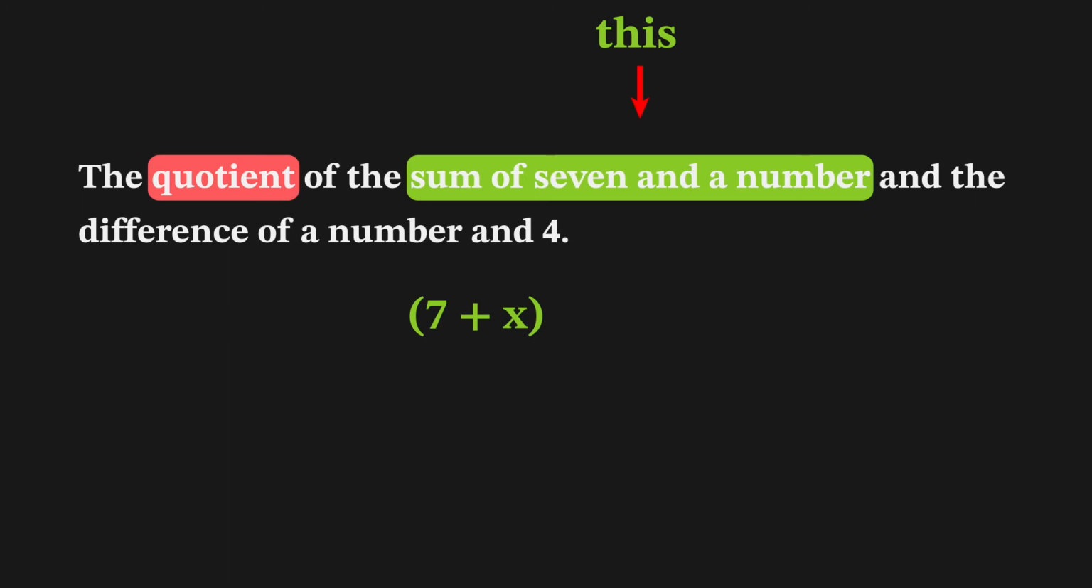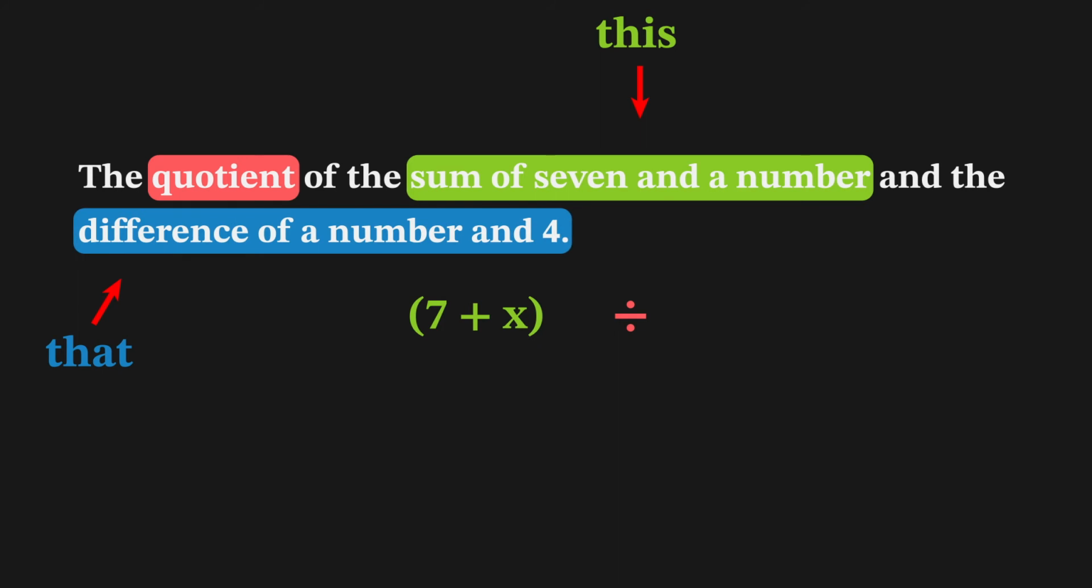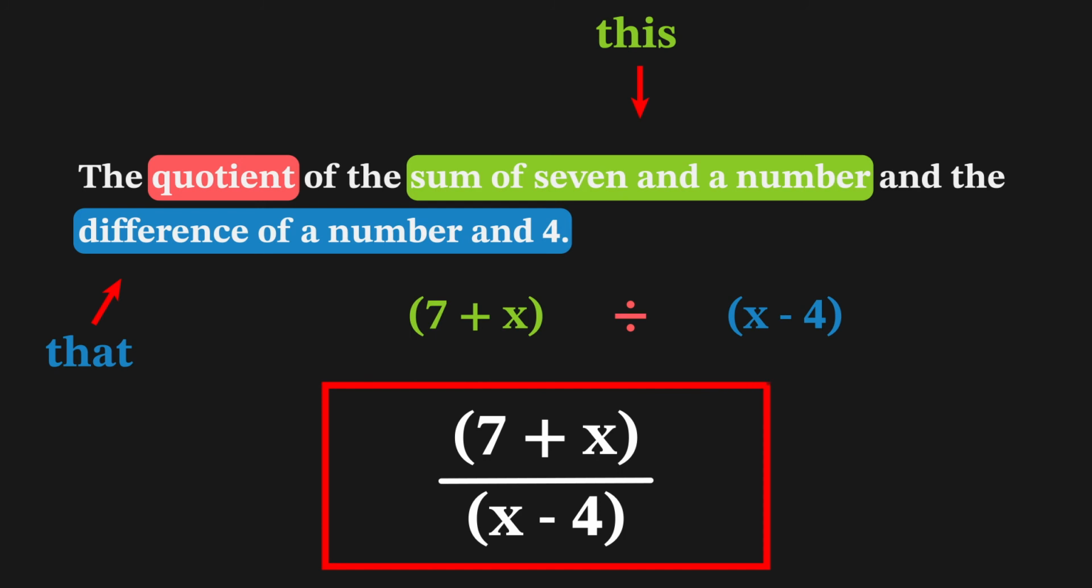Now we're looking for the next and, for the quotient of this and that. That is referring to the difference. So what is the difference in this case? It refers to subtraction. So the difference of a number and 4. So we can go ahead and use x minus 4. So let's put some parentheses around that quantity and go back to the quotient. It's the quotient of this and that. So in this case, we have 7 plus x divided by x minus 4.